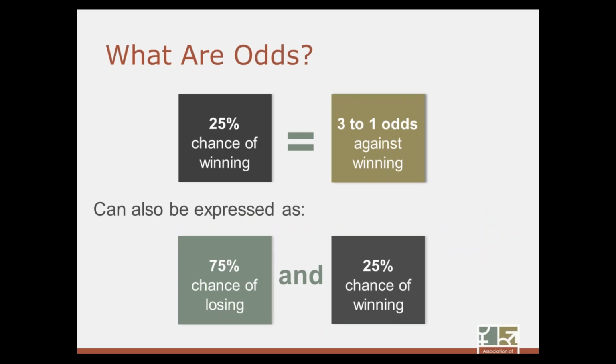So how do we interpret odds? Odds are expressed in terms of percentage likelihood that an event will happen. For example, if you're saying that a horse has a 25% chance of winning the race, the odds are 3-to-1 against winning. We could also express that as a 75% chance of losing and a 25% chance of winning. To extrapolate a little further, when the odds are 9-to-1 against a horse at a racetrack, that means the horse has a 10% chance, or a 1 in 10 chance, of winning the race and a 9 in 10 chance of losing the race.